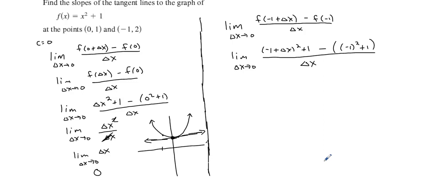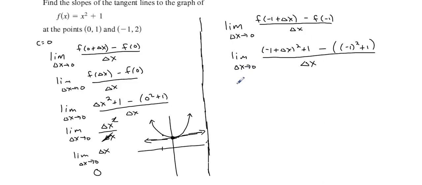Why do you square those things? What do you mean, why do I square them? X is squared, and we're evaluating the function at negative 1 plus delta x. So that means you take this and you substitute it everywhere you see an x, right? Does it say f of anything down here? Oh.